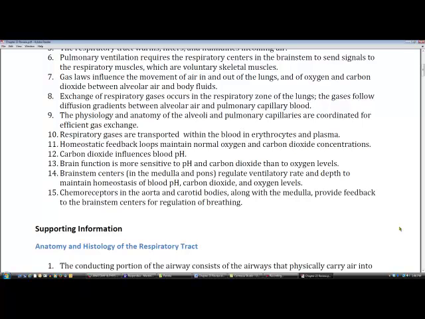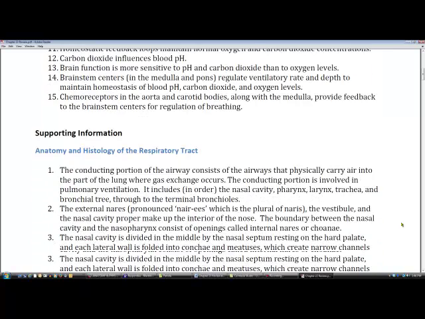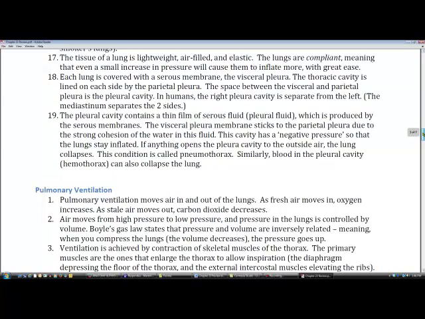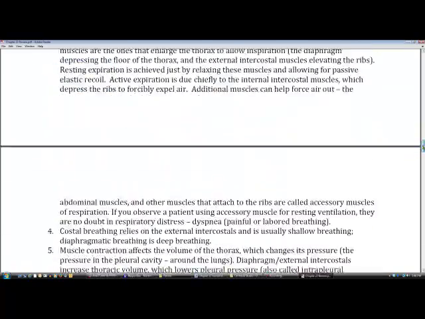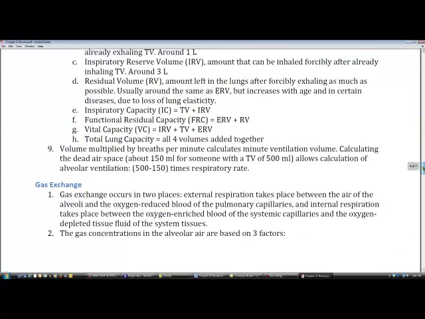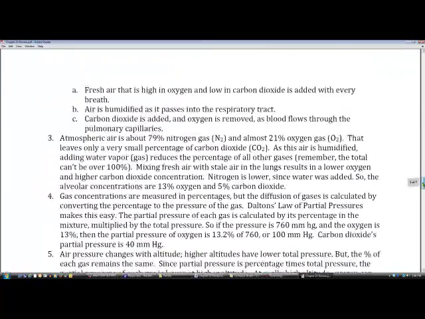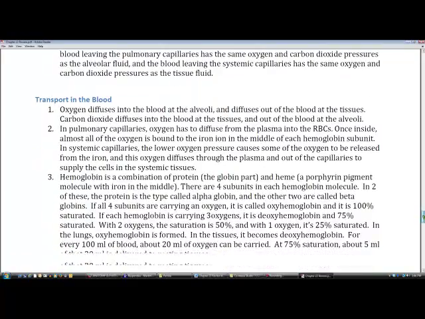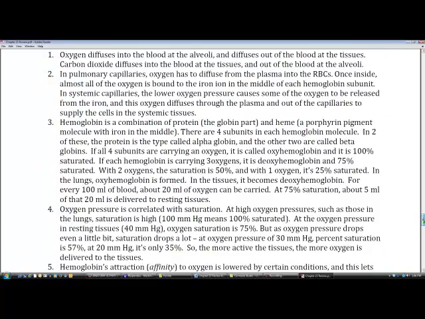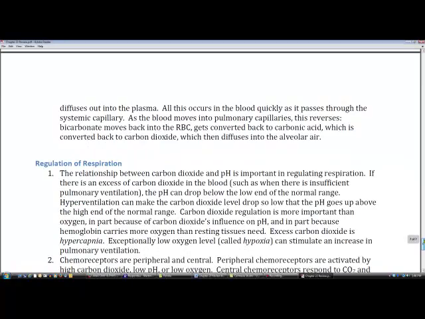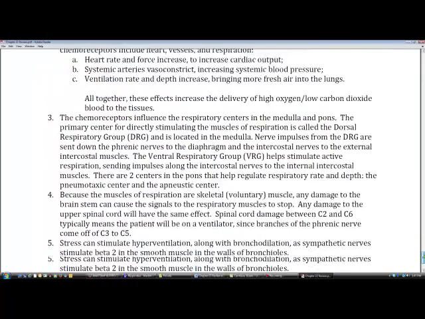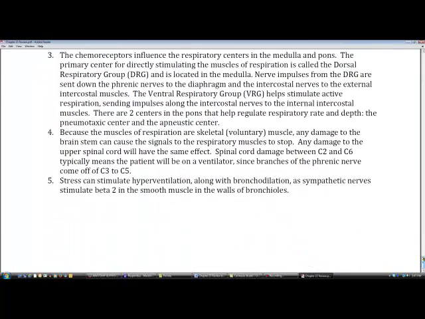Now as we get into the supporting information, you have the anatomy and histology of the respiratory tract. You have a separate section on pulmonary ventilation, a section on gas exchange, a section on transport in the blood, and a section on regulation of respiration. Make sure that as you go through these, you keep straight which ideas belong in which category. That will help you remember and work out the test questions.